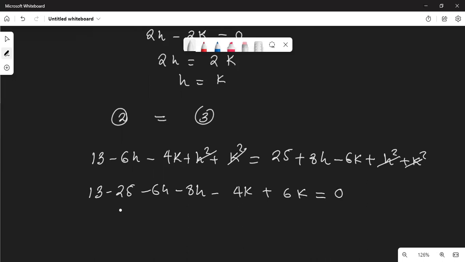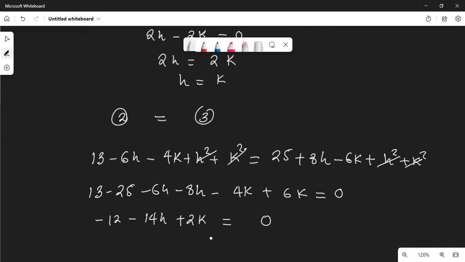All right. So 13 minus 25 gives us negative 12. Negative 12, then negative 6h minus 8h, you have negative 14h, and then plus 2k, and this is equal to 0.